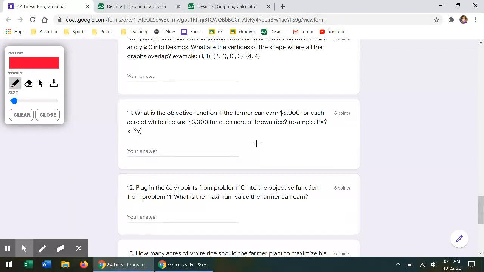Well, first we have to have an objective function. The farmer can earn a profit of $5,000 for each acre of white rice and $3,000 for each acre of brown rice. An example of what it would look like would be P equals something X and something Y. In other words, something X and something Y. So you can type it in like this. And that will be your answer to number 11.